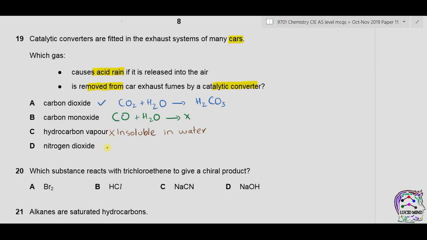D is nitrogen dioxide. Now nitrogen dioxide is acidic gas as it dissolves in water to form HNO2, which then can be further oxidized to HNO3. Now NO2 gas can be reduced in catalytic converter to convert back into nitrogen gas and oxygen gas. So both statements are true for nitrogen dioxide. Therefore D is the answer.